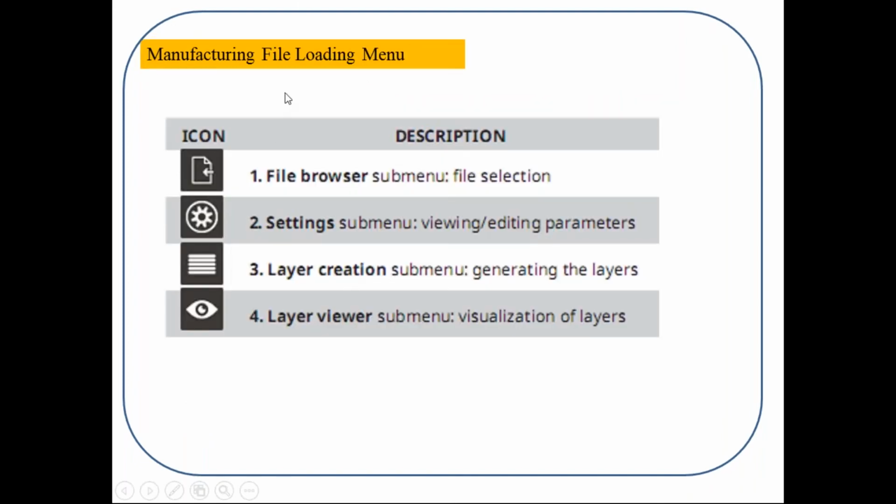And coming to the manufacturing file loading menu, here we load the file that is required, whichever we design, and there is viewing and editing of the pattern. Here we can edit parameters like layer thickness and laser power, and also layer creation. If you want to create the first layer with, say, 30 micrometers and the second layer with 40 micrometers, we can manipulate that in this layer creation.